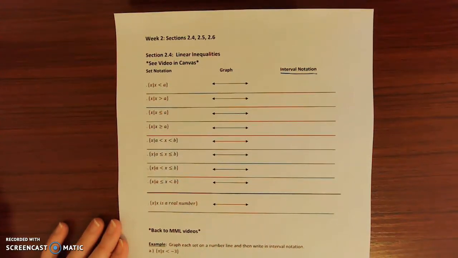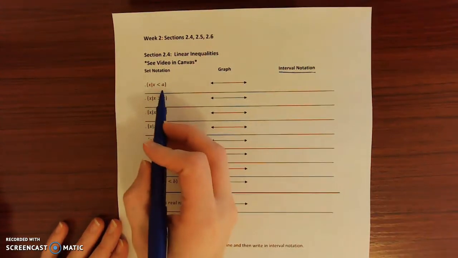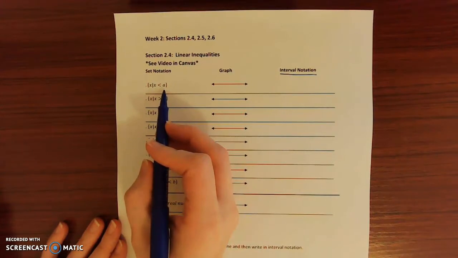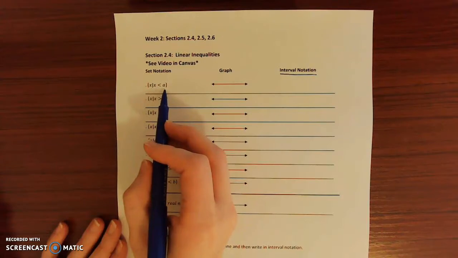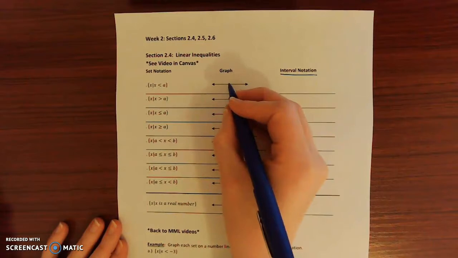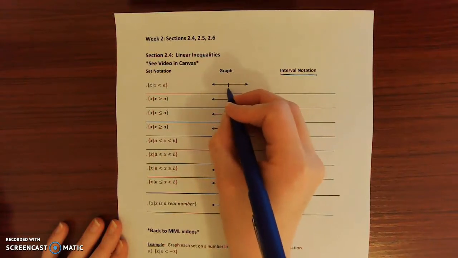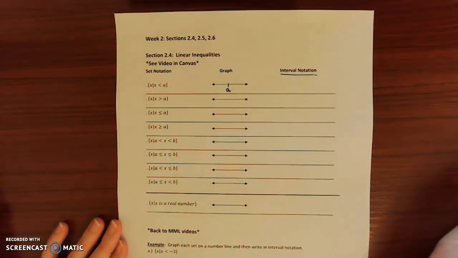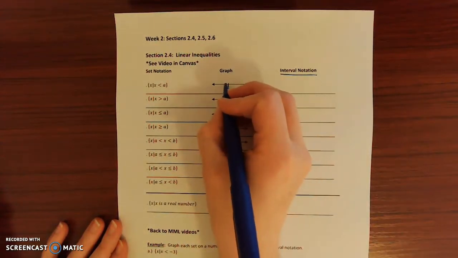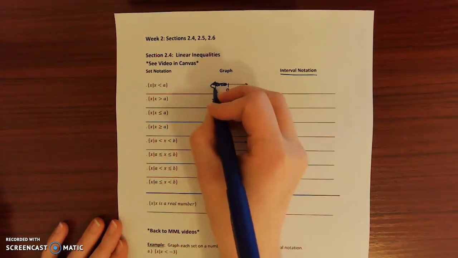You're probably already familiar with working with inequalities from previous classes, such as x is less than 3. You may have seen it in set notation, right? The set of x such that x is less than some number a. The way you'd graph that on the number line is you'd plot whatever the number a is. If x is less than a, that would be everything to the left of a.